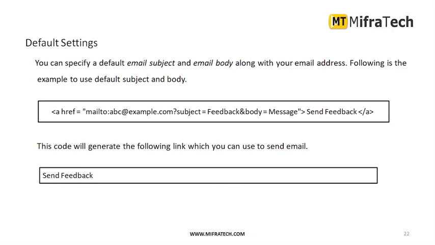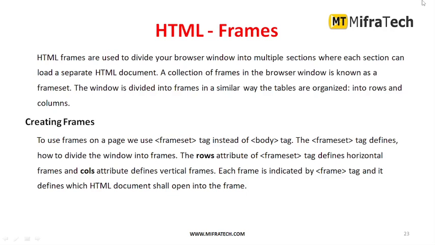And default settings of the mail. The next one is HTML frames. Here let's see how to create a frame and how frames are used. HTML frames are used to divide your browser window into multiple sections where each section can load a separate HTML document. A collection of frames in the browser window is known as a frameset. The window is divided into frames in a similar way as tables are organized into rows and columns.